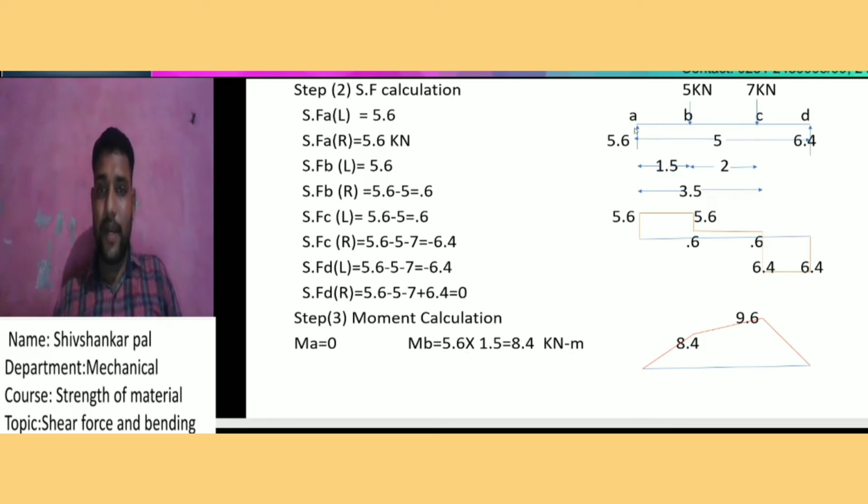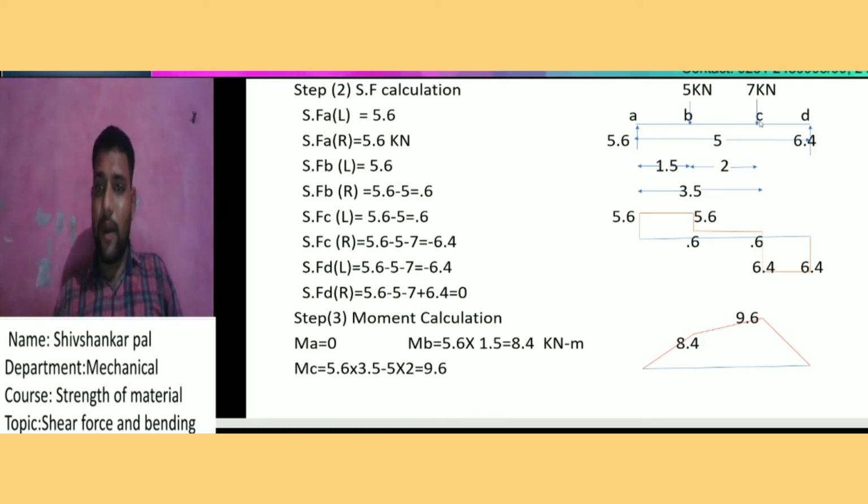This means the moment at point A is equal to 0, and the moment at point B is equal to 8.4. Directly, you draw a line from 0 to 8.4.